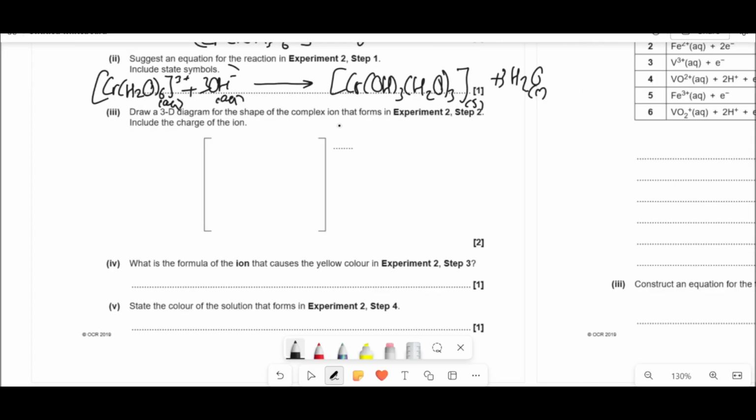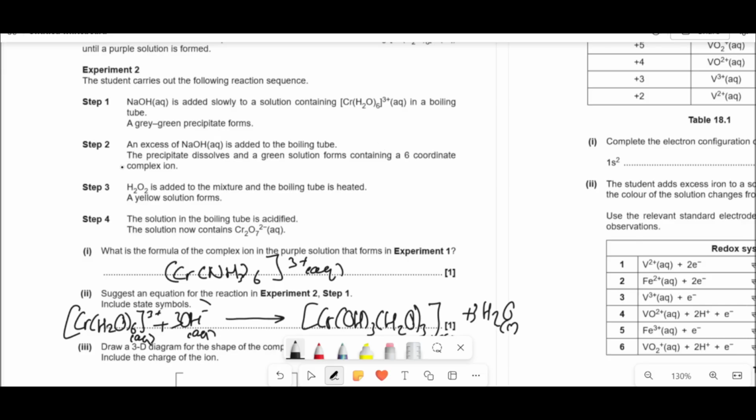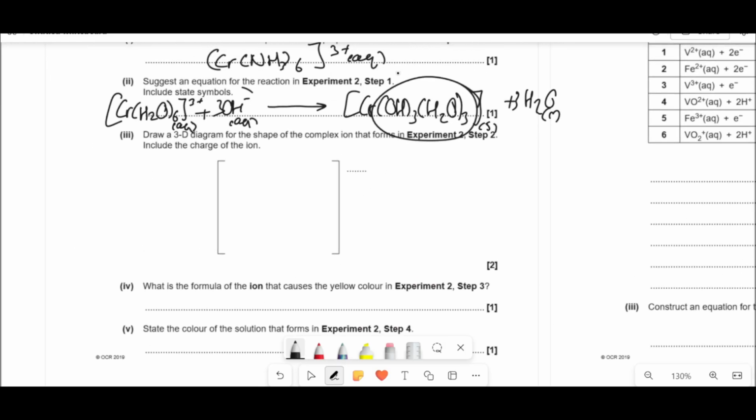So it's actually that. Now it says, draw a 3D diagram for the shape of the complex that forms in experiment 2, step 2, and then include the charge. So in experiment 2, step 2, we made a precipitate, but then it dissolves and you get a green solution of a 6-coordinate complex ion. So what's happened is that we've added so much OH minus that all of these waters now disappear as well, and now we've just got OHs on their own because they've reacted.